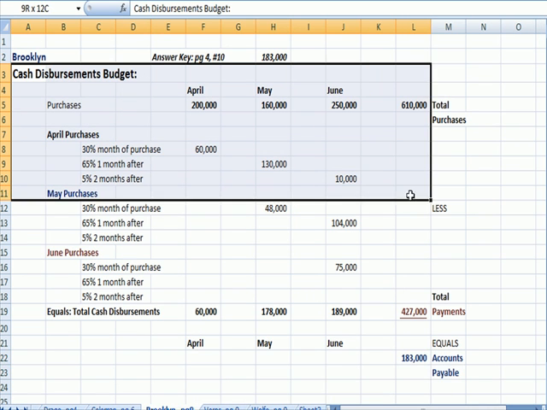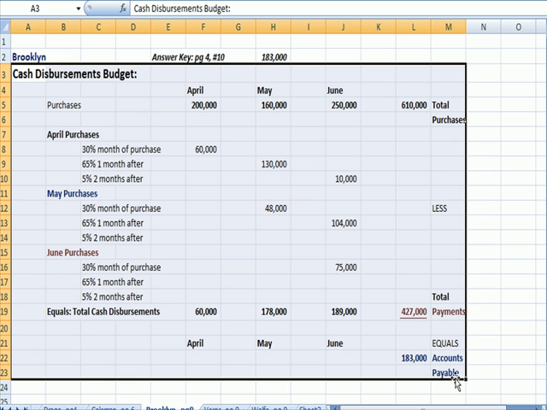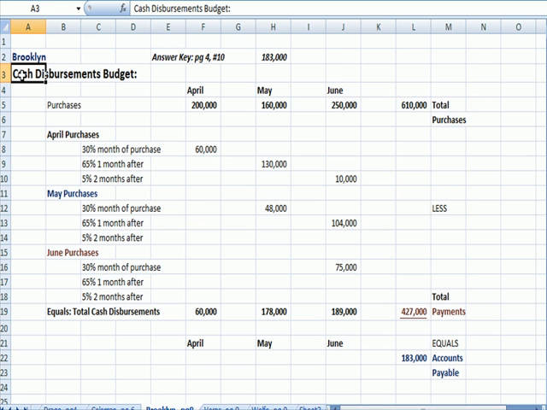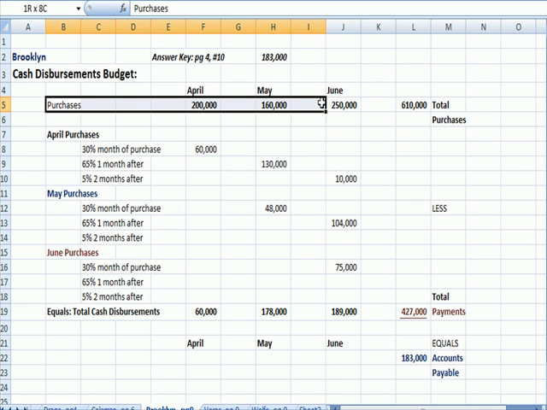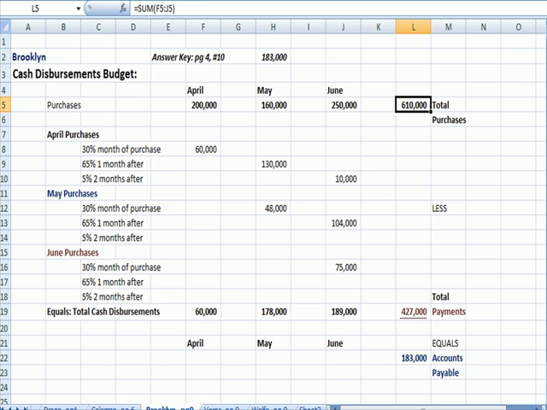This is how I suggest you set up a template to answer this question. It says cash disbursements budget, and across the top we have April, May, June. I list the dollar amount purchases each month, and then I have a total column at the end, and that will become useful here in a few minutes. For April purchases, we have the pattern the same for April, May, and June, and we can set up cells to calculate dollar activity.